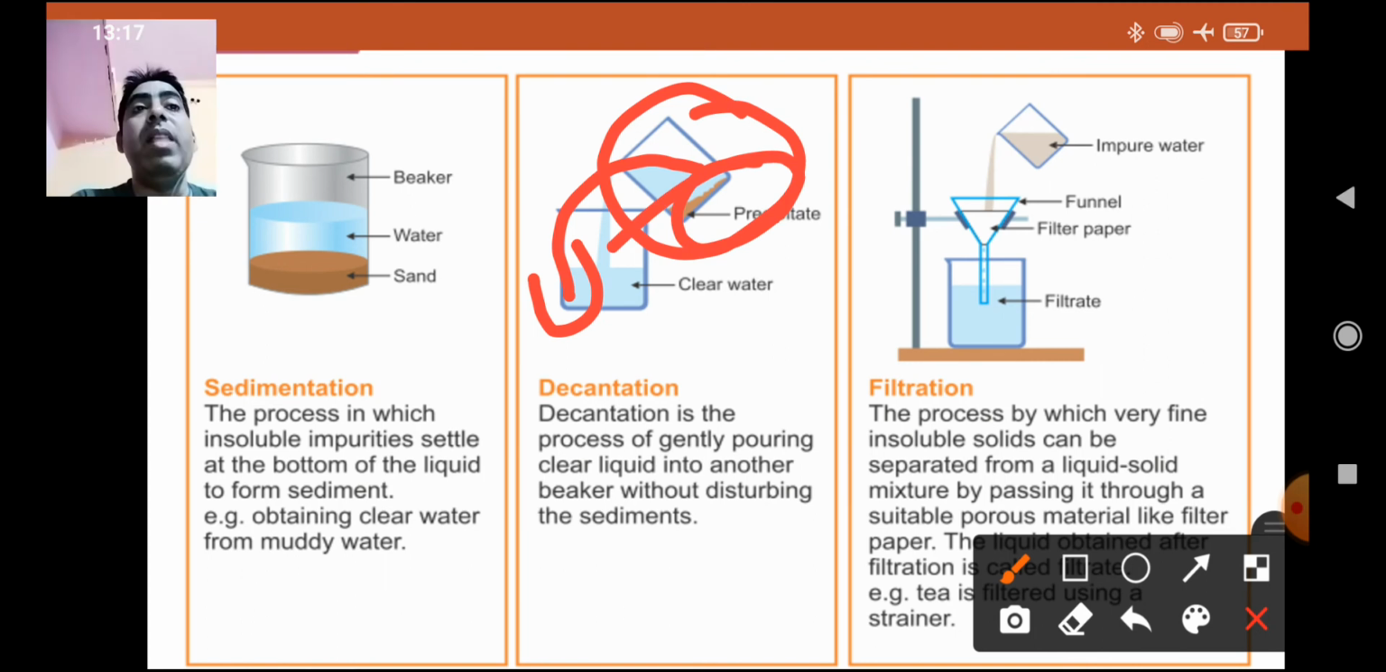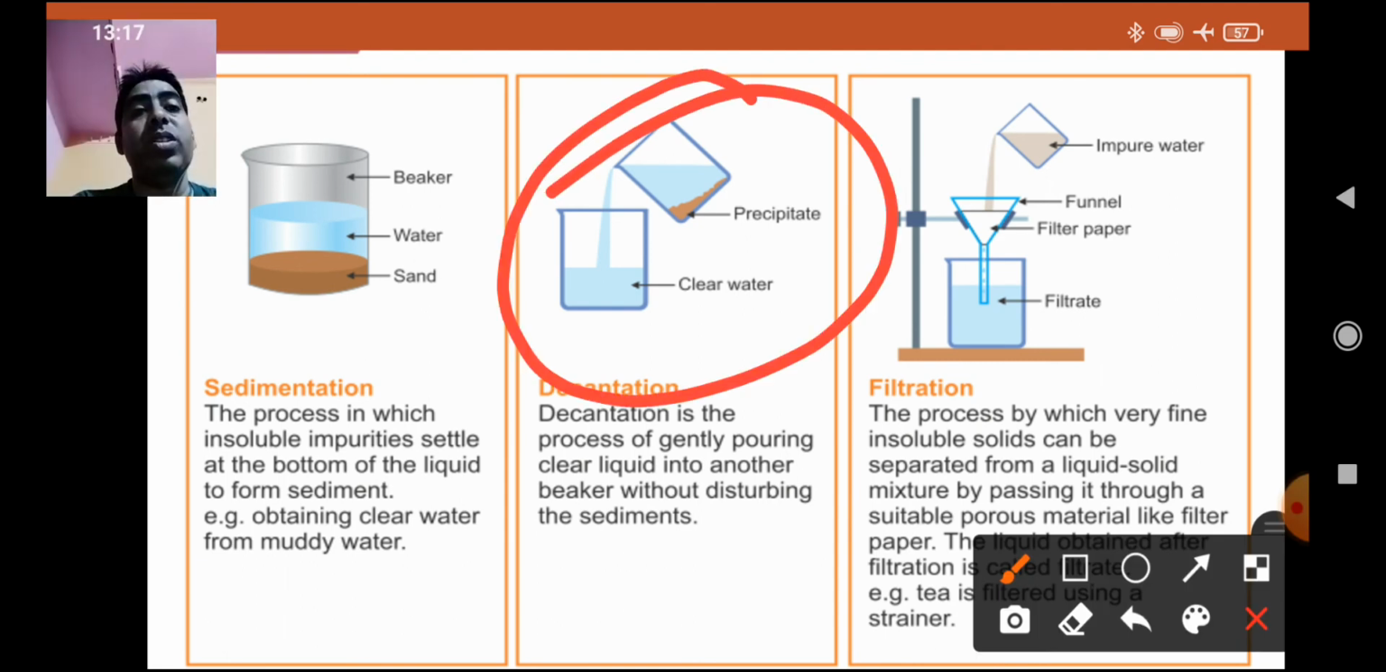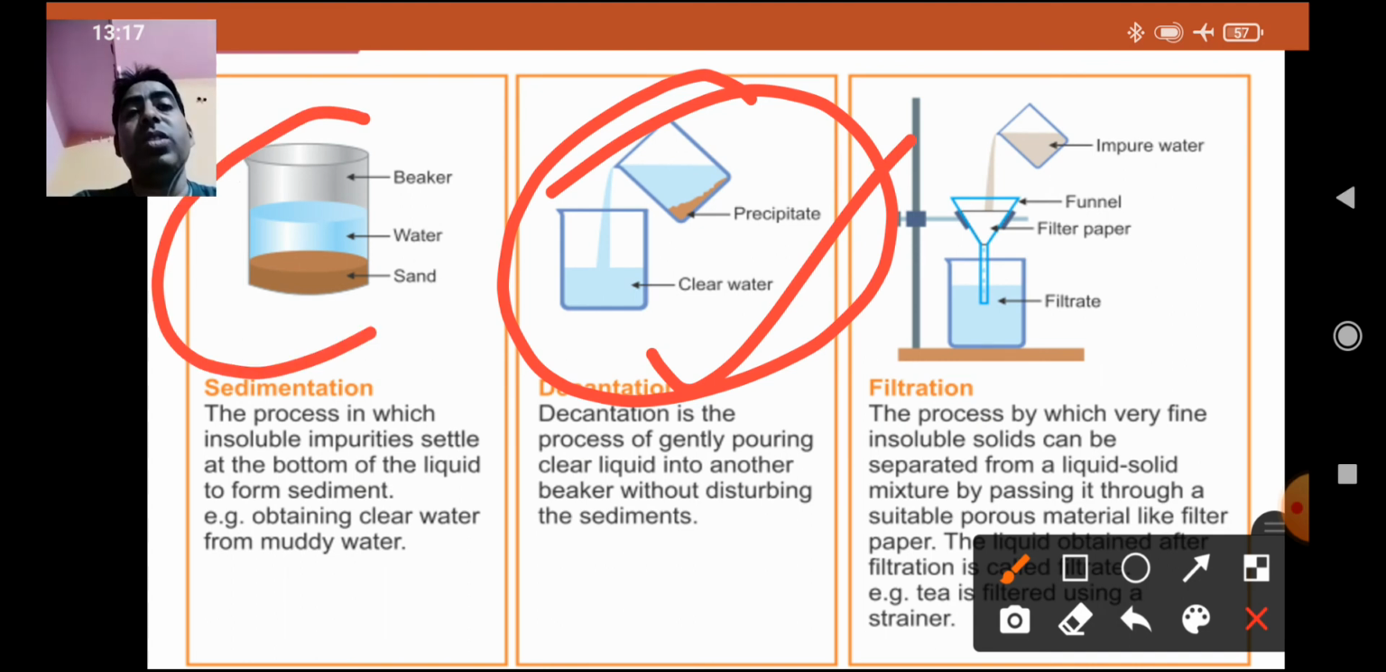So pouring out a clear liquid from a vessel without disturbing the sediment, that is the heavy, insoluble and settled particles, is called decantation. Here, the whole process is sedimentation and decantation.